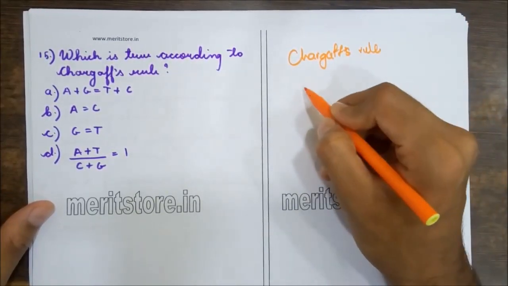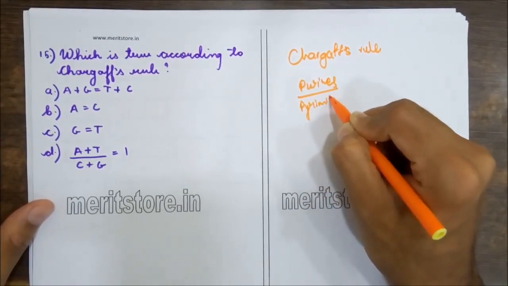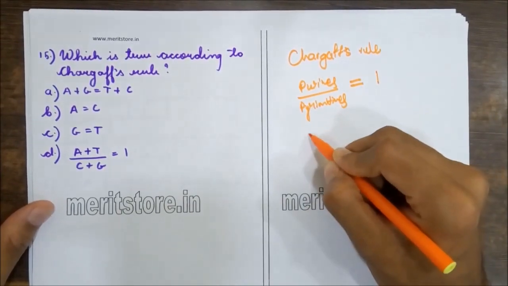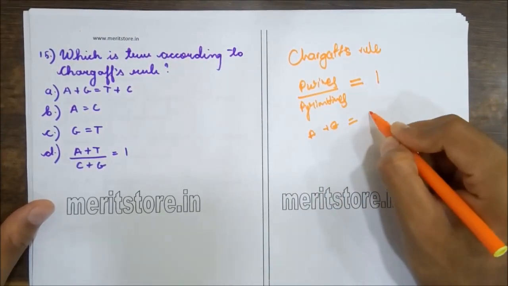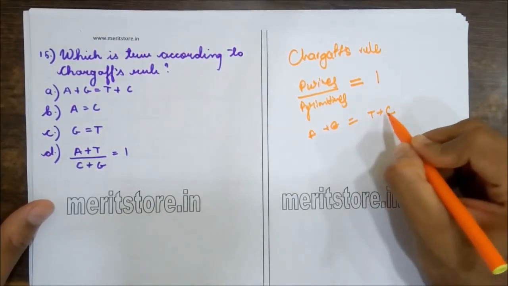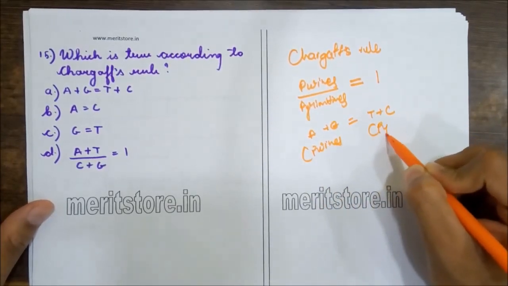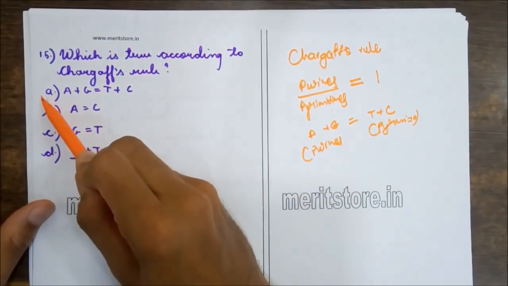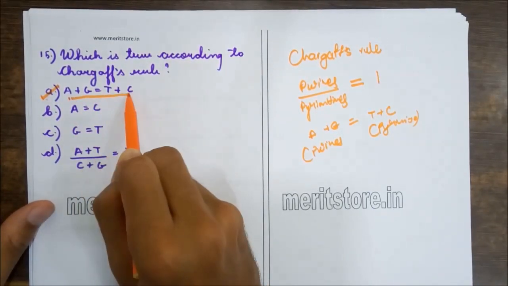which states that the purines to pyrimidines ratio is always equal to 1. That is, purines, which is adenine and guanine, are always equal to thymine and cytosine. That is, purines are equal to pyrimidines. So option A is the correct answer, that adenine plus guanine is equal to thymine plus cytosine.